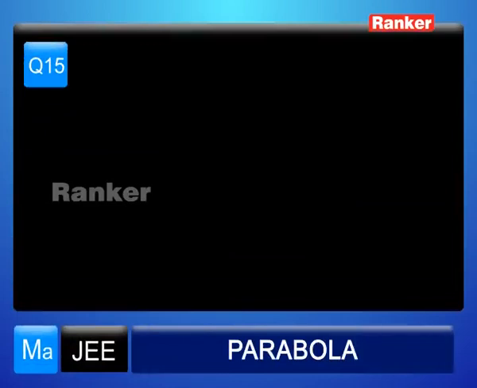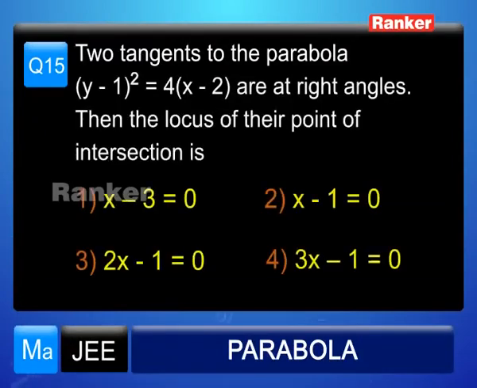Question number 15. Two tangents to the parabola y minus 1 whole square equal to 4 into x minus 2 are at right angles. Then the locus of their points of intersection is, first option, x minus 3 equal to 0. Second option, x minus 1 equal to 0. Third option, 2x minus 1 is equal to 0. Fourth option, 3x minus 1 is equal to 0.